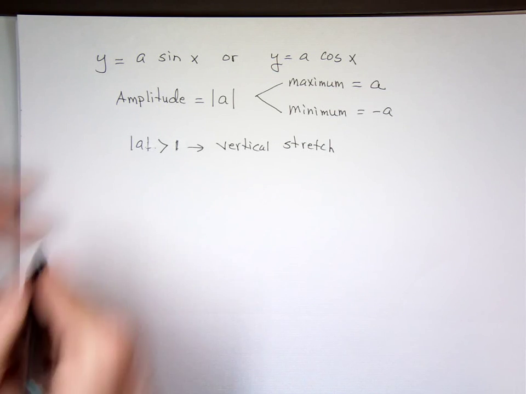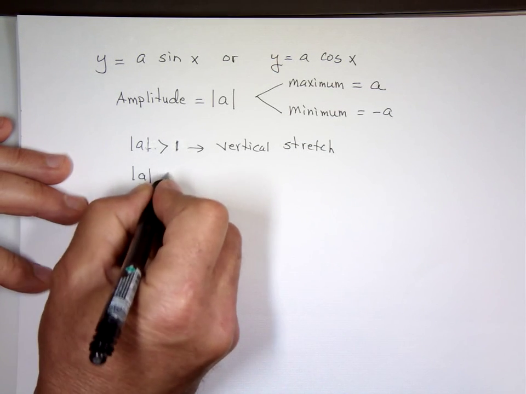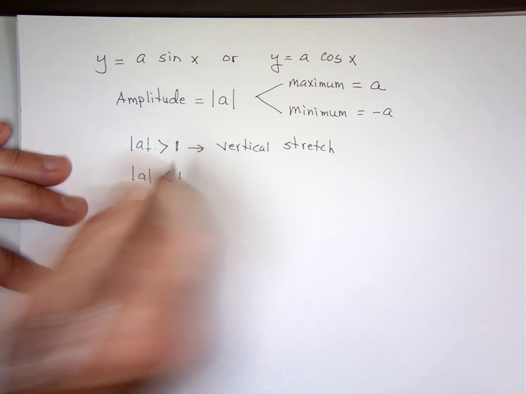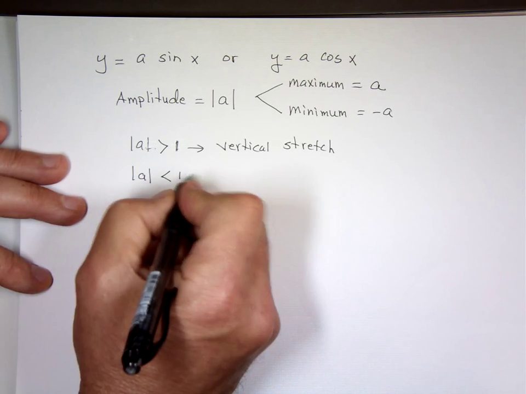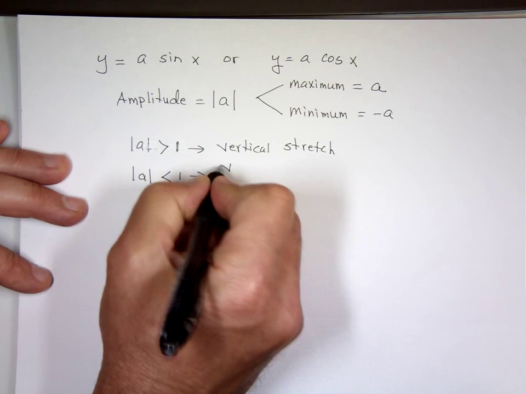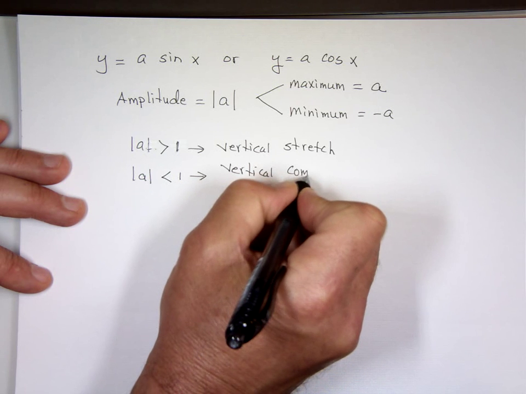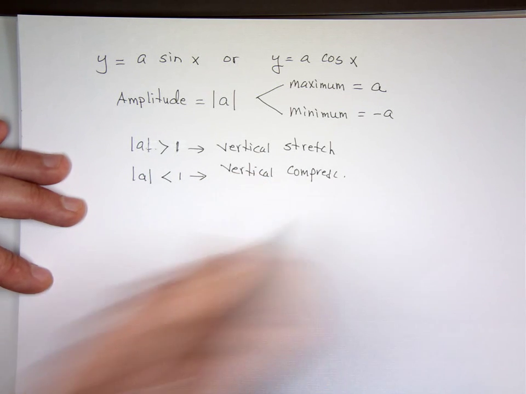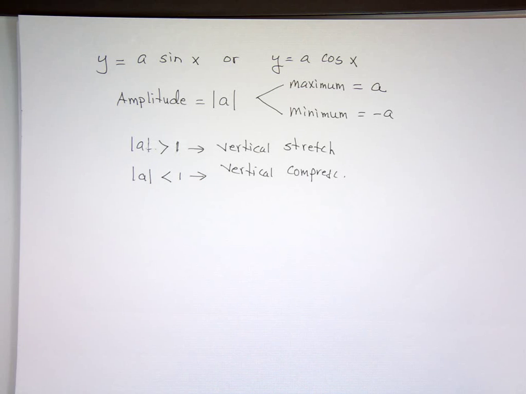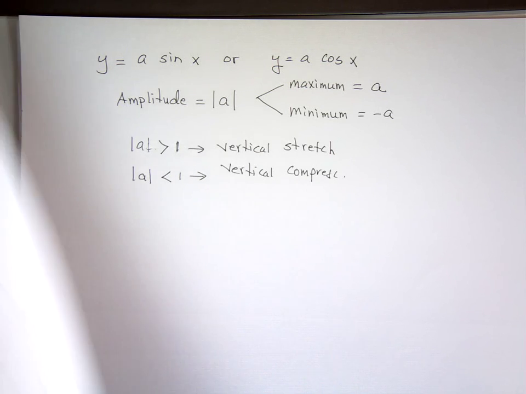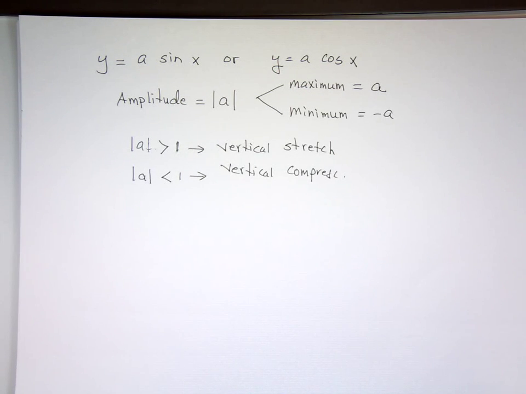And if the absolute value of a is less than 1, you didn't stretch it. What'd you do? Compress. Yep, shrink it. You compress the graph. Our book doesn't talk about stretching and compressing here, but that's okay. I'm just giving you a little info about them. So let's take an example and see what will happen.